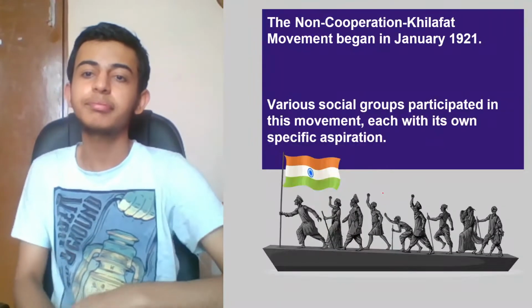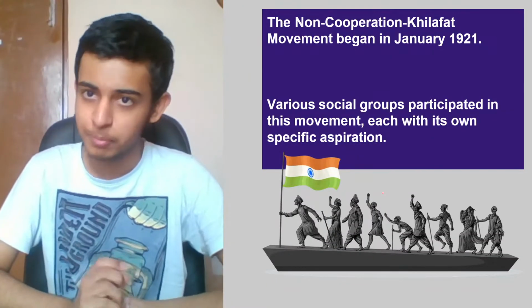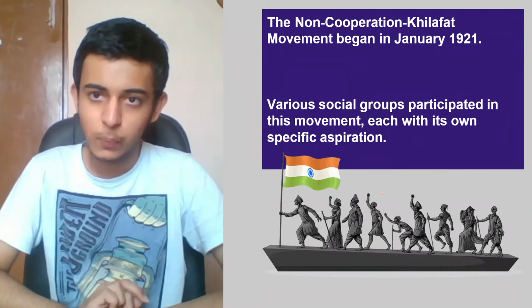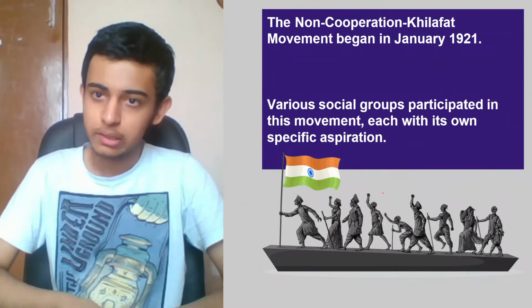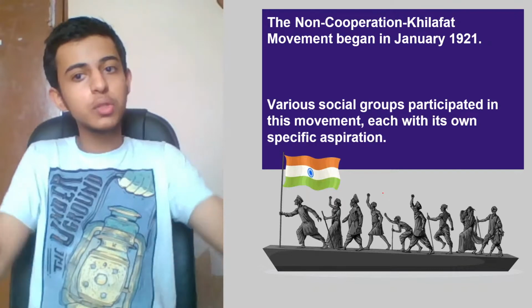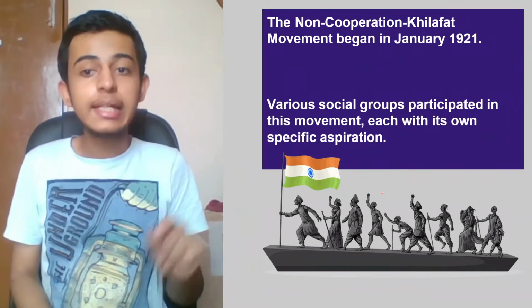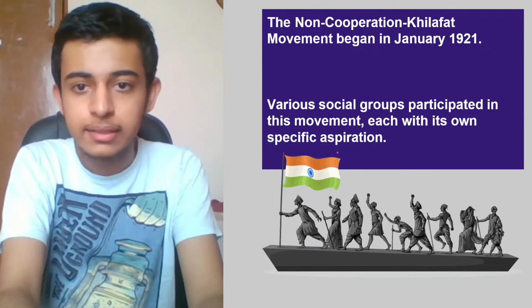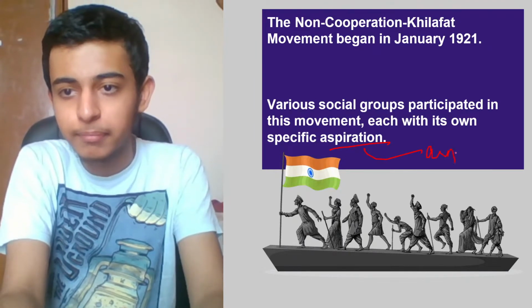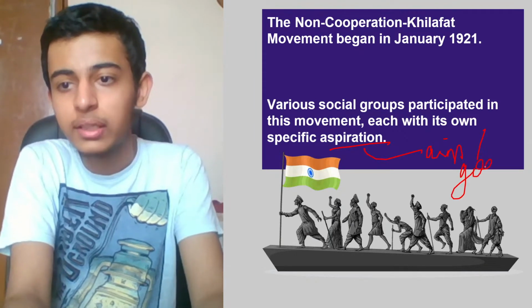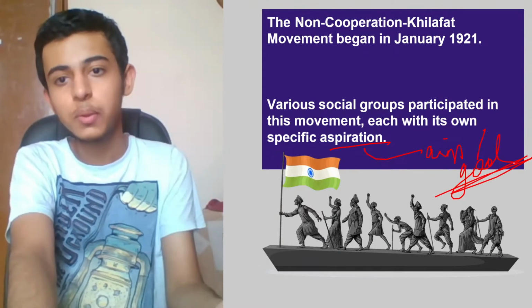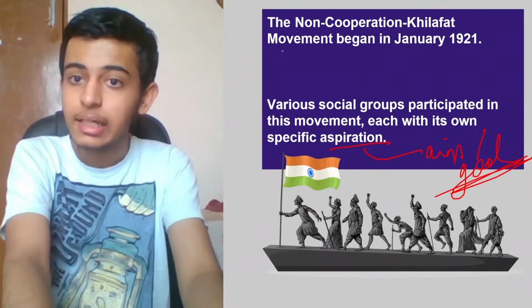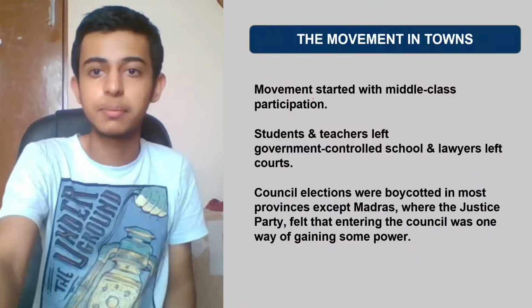The non-cooperation Khilafat movement began in 1921. Now, various social groups participated in this movement, each with its own specific aspiration. Aspiration here means their aim or their goal, what they wanted to achieve. That was totally different. Various social groups had participated in that.